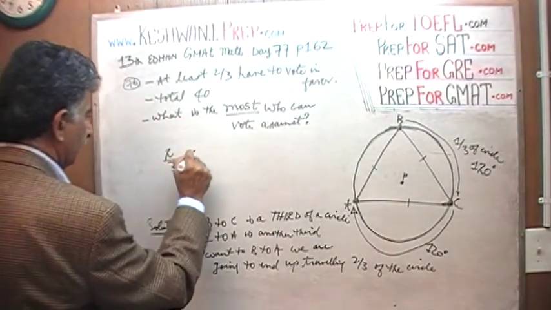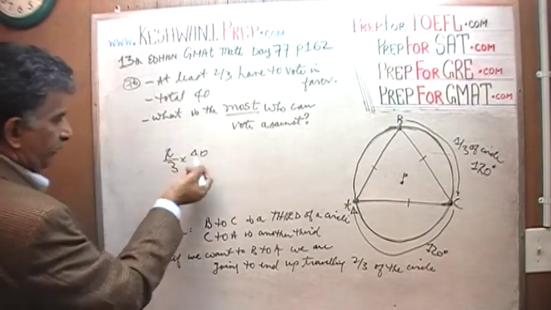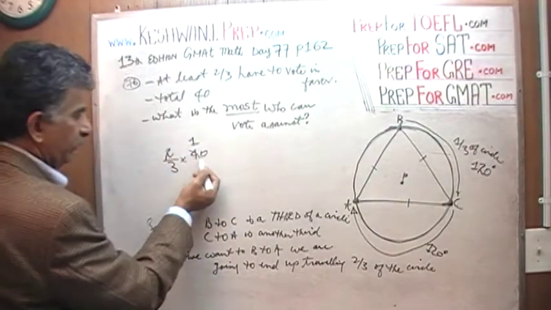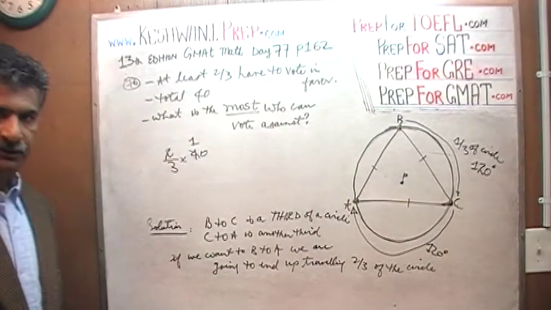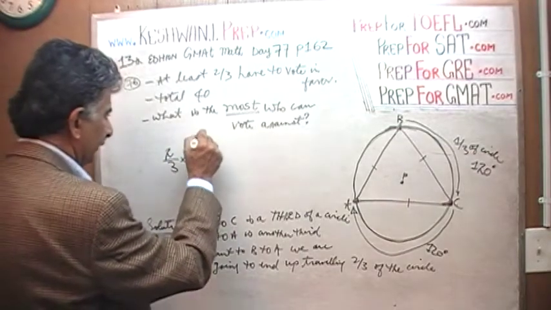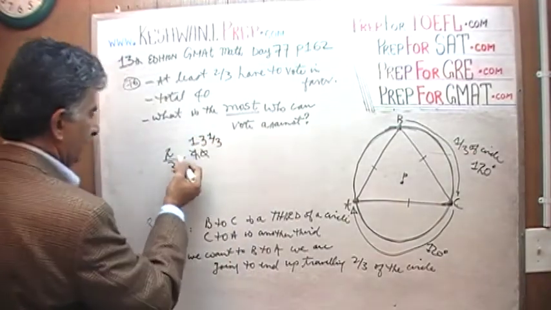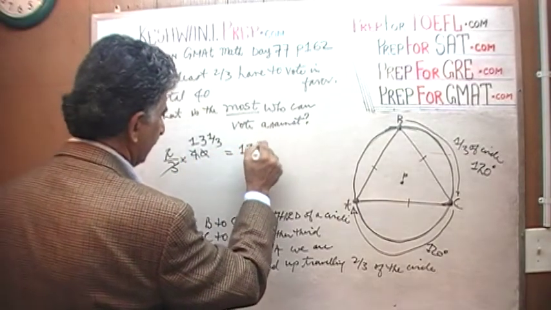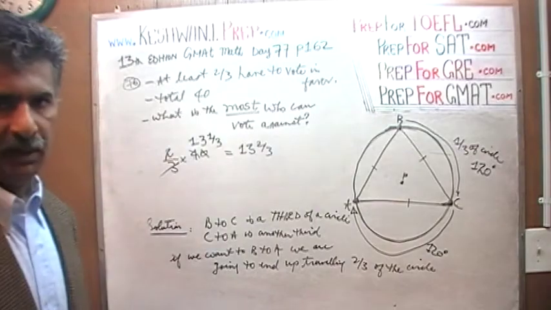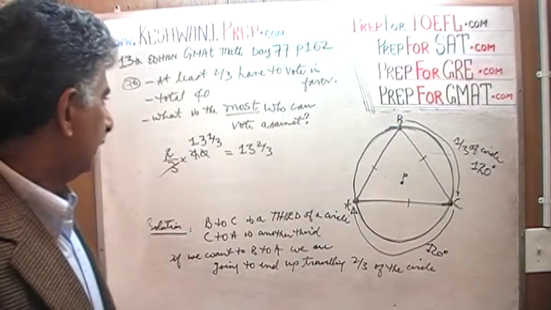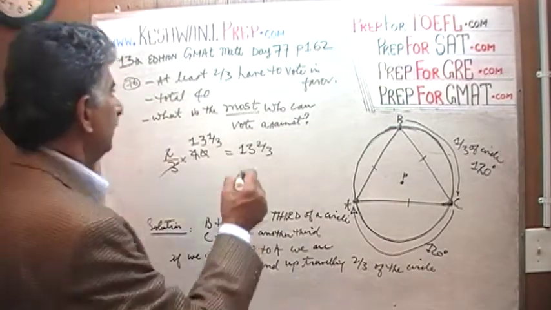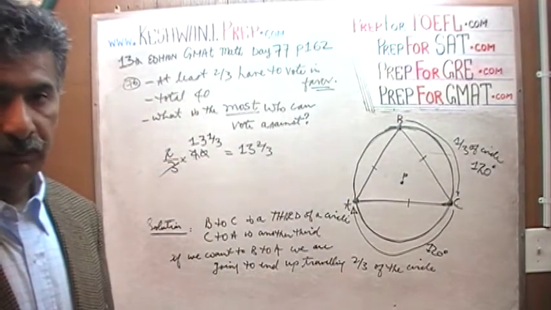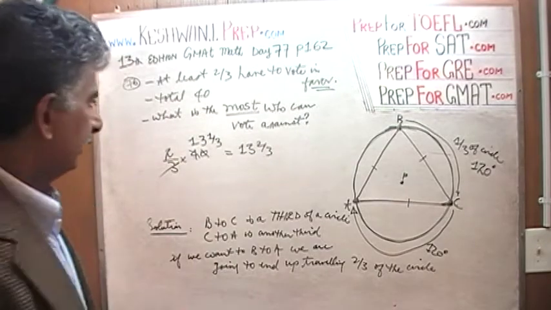Two-thirds of 40. Let's divide 40 by 3. How many 3s in a 4? 4 has one 3. The remaining one goes and joins a 0, becomes 10. How many 3s in a 10? 10 has 3 3s and a third. Times 2. 2 times 13 and 1/3, which is the same as 13 and 2/3. But obviously we can't have 2/3 of a person voting in favor. Therefore the minimum that we need to vote in favor is going to be 14.